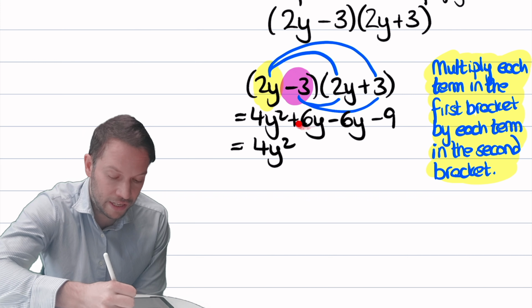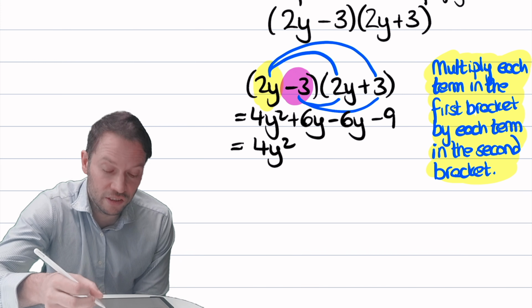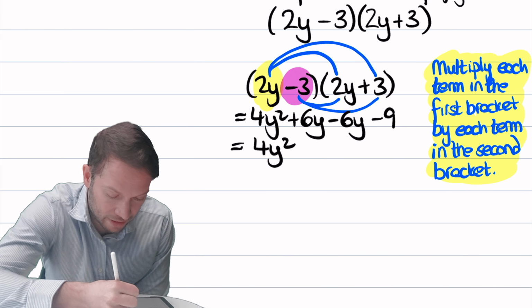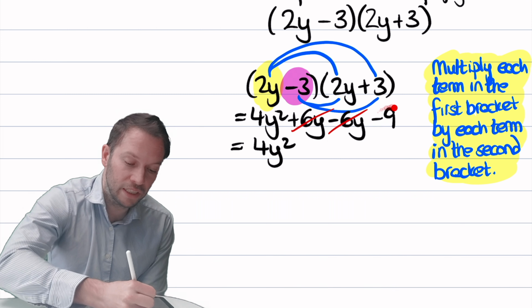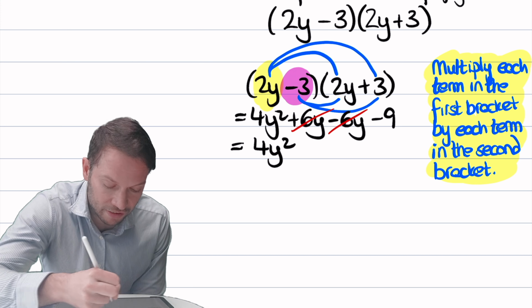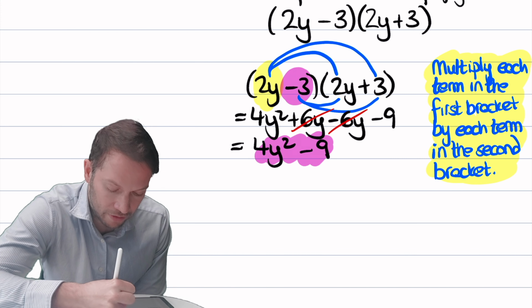However, look, we've got the 6y minus 6y. Anything subtract itself is just going to cancel. So these two terms cancel and we get nothing in the simplification there. And then finally, we've got this minus 9 here minding its own business. So we're going to get that, and this is the final answer.